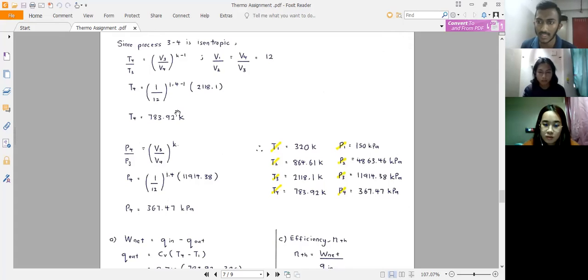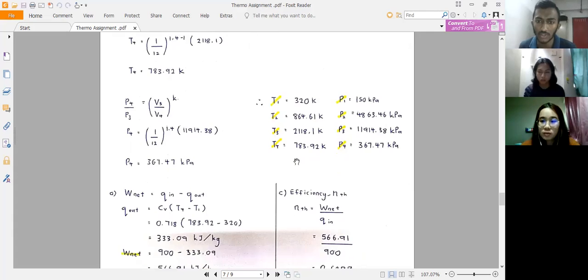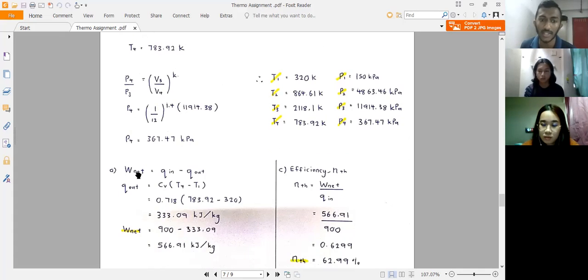So from this calculation, we obtain T1 equals 320 Kelvin, P1 equals 150 kilopascal. This one is the assumption. And then T2 equals 864.61 Kelvin, P2 equals 4,863.46 kilopascal, T3 equals 2,118.1 Kelvin, P3 equals 11,914.38 kilopascal, and then T4 equals 783.92 Kelvin, and P4 equals 367.47 kilopascal. So based on this information, we are going to calculate the W net.